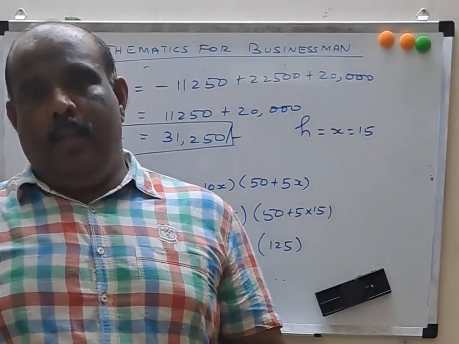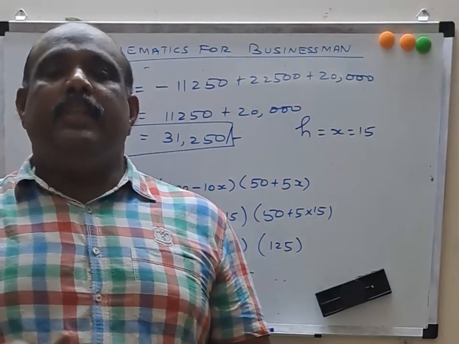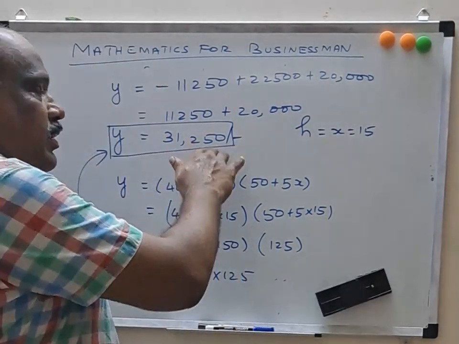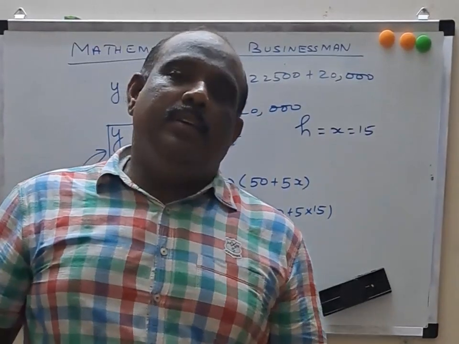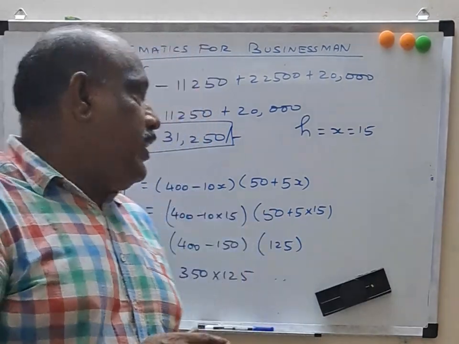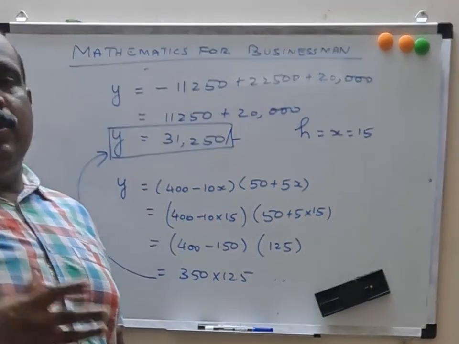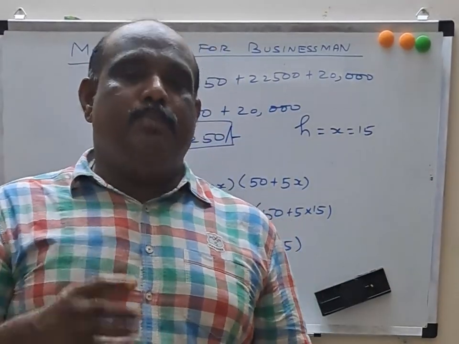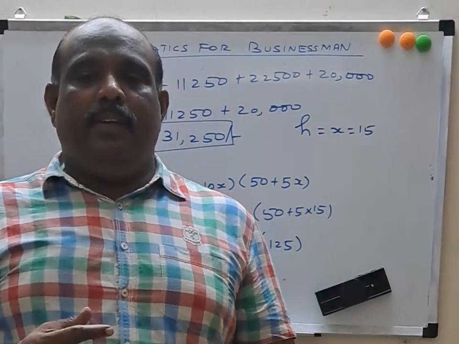You may ask a question: what will happen if he raises it 20 times? Definitely the income will be less than this one. You may ask another question: what will happen when he raises the ticket by 12 times? Definitely that income also will be less than this one. So this is the maximum value the bus owner can get with the given data.